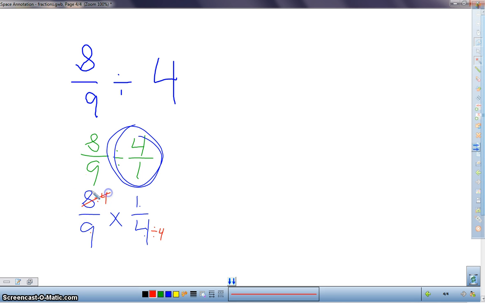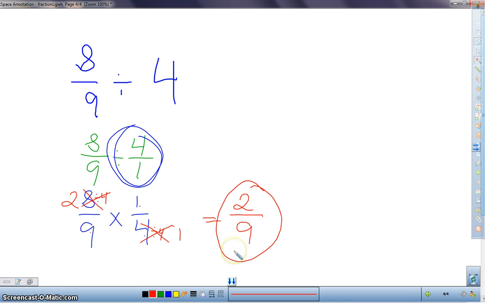So 8 divided by 4 is 2. 4 divided by 4 is 1. And now I'm going to multiply across. So 2 times 1 is 2. 9 times 1 is 9. And that is my solution.